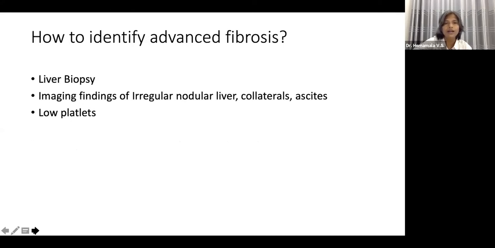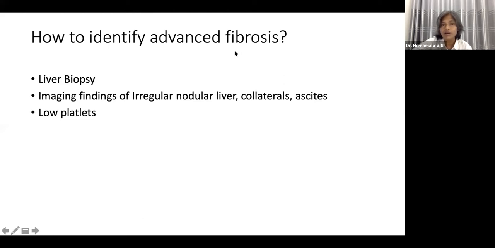So how to identify this advanced fibrosis? The moment we say the word fibrosis, that means it is a pathology. That means we need a biopsy. So liver biopsy is still the gold standard for the diagnosis. But we know that liver biopsy has its own pros and cons. It is still an invasive method. It has an inter-observer variation and a small risk of complication.